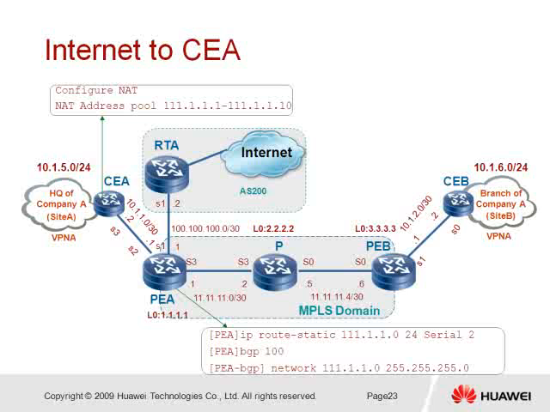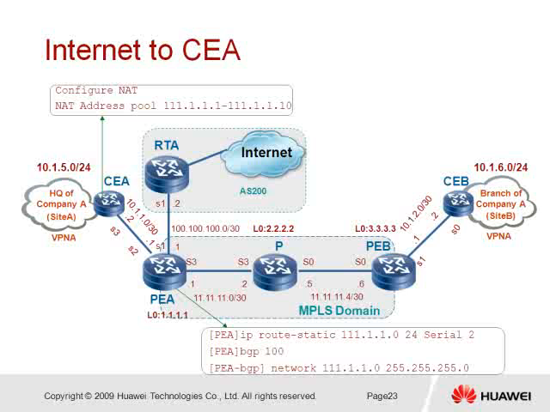It is required to configure a route to the NAT public address pool on PEA. The configuration is on PEA: ip route-static 111.1.1.2 24 serial 2. This command is used to configure the outbound interface to the user network segment as serial 2. If the link between CEA and PEA is Ethernet, it needs to specify the next hop IP address 10.1.1.2 instead of serial 2.